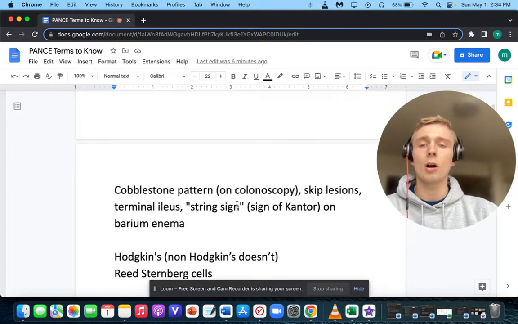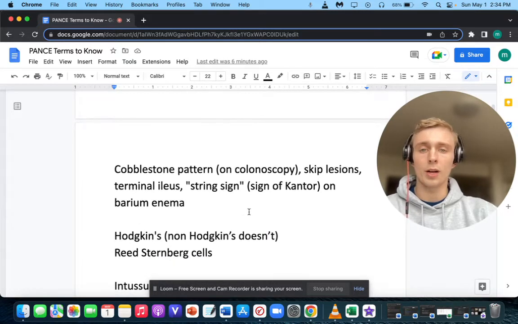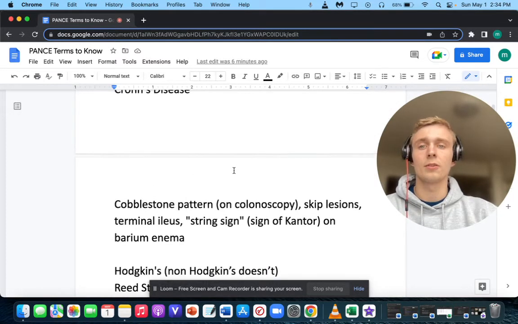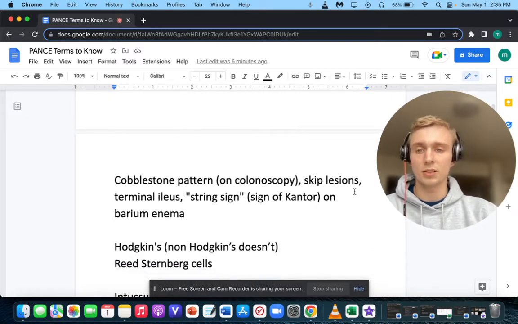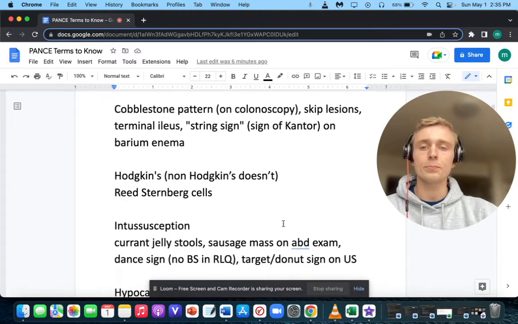So if you see a cobblestone pattern on colonoscopy, what does that make you think of? Crohn's disease. So cobblestoning is Crohn's disease. And also for Crohn's, you'll have what other physical exam and imaging findings? There could be skip lesions, terminal ileitis, a string sign, which is the sign of Kantor, on barium enema.